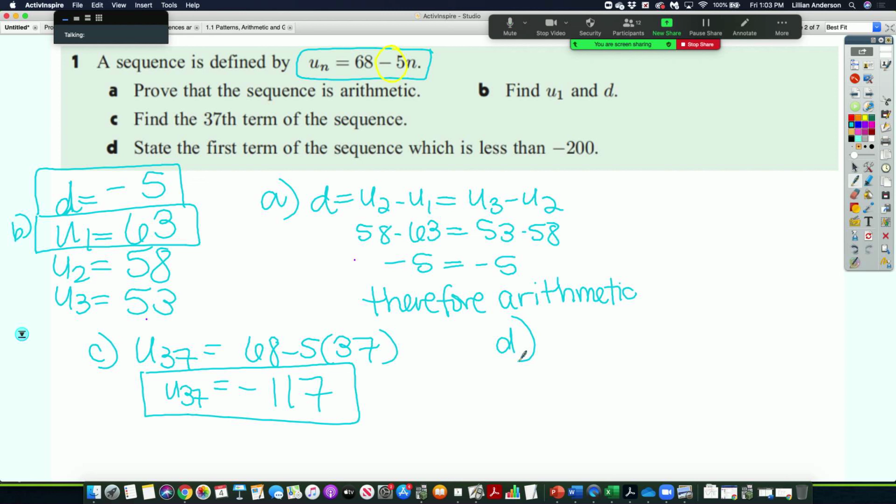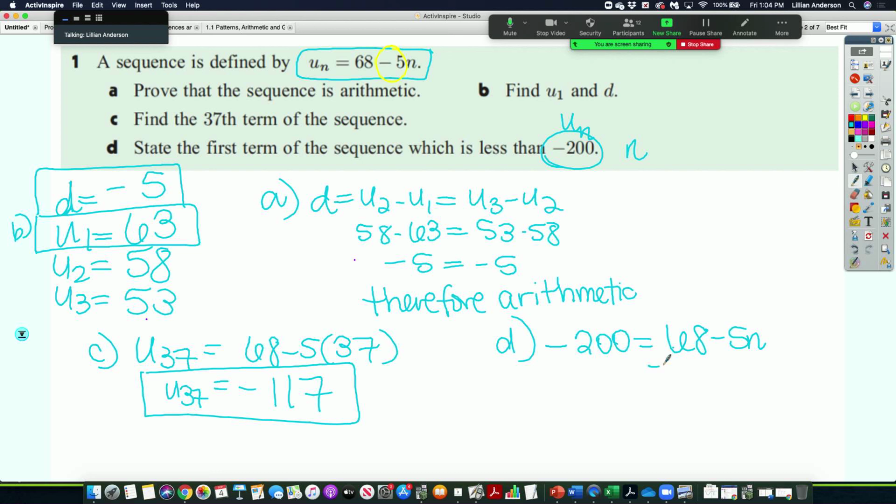Okay. So then you want to state the first term of the sequence which is less than negative 200. So you want the first term of the sequence which is going to be less than negative 200, which means you're looking for n. You are looking for the value of n when u sub n is equal to negative 200. So negative 200 is equal to 68 minus 5n. So remember, n represents the number of terms, and I'm looking for the term that's going to be less than that.